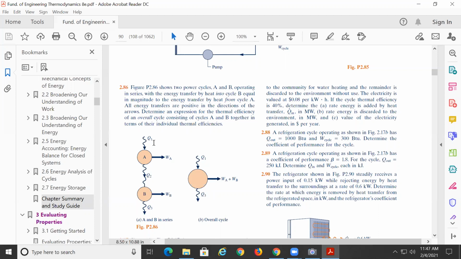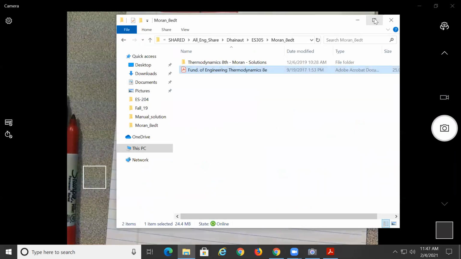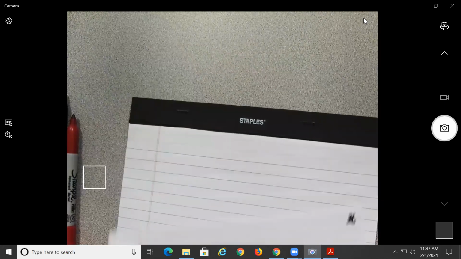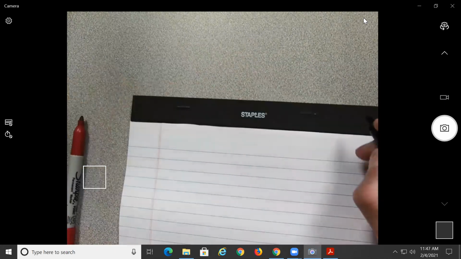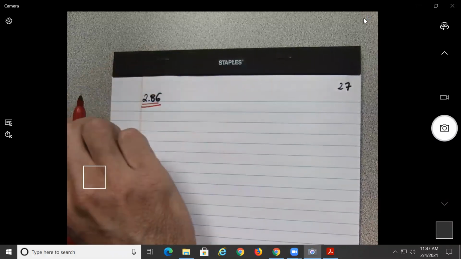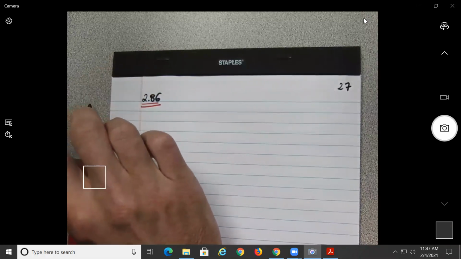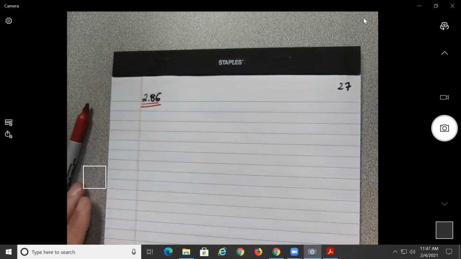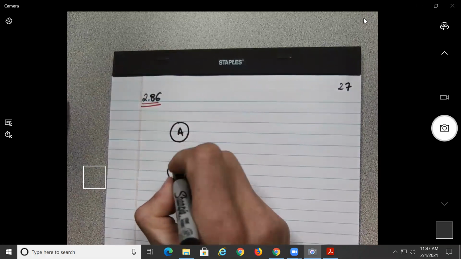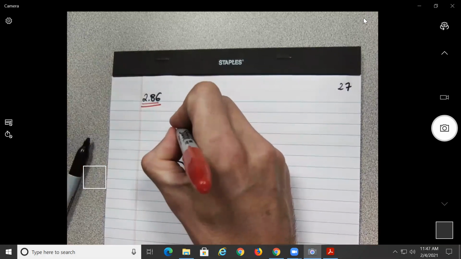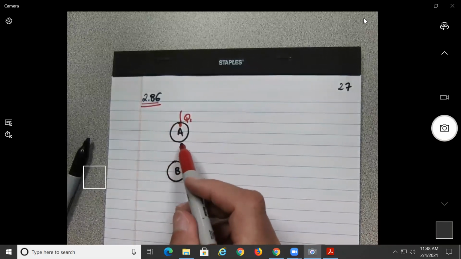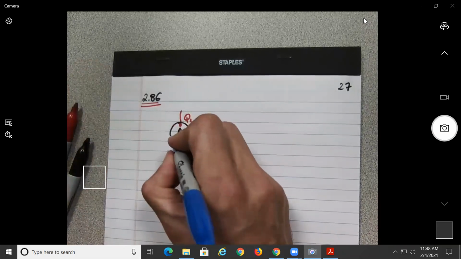So let's first do the figure. So A, B, 1, 2, 3. Okay. So let me move to a different page. Page 27. This will be problem 286. Okay, so the first one, we had a power cycle A over here and a power cycle B over here. So here they don't do it, but imagine this is getting heat from a hot reservoir here at the top, Q sub 1, and it's going to a cold reservoir over here, okay?